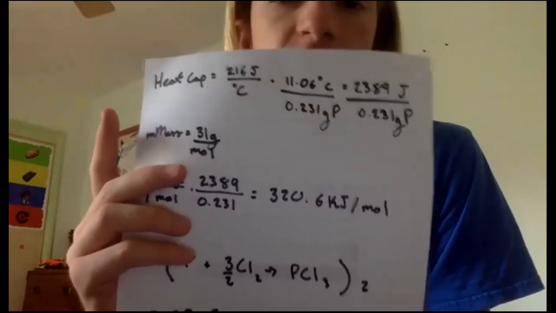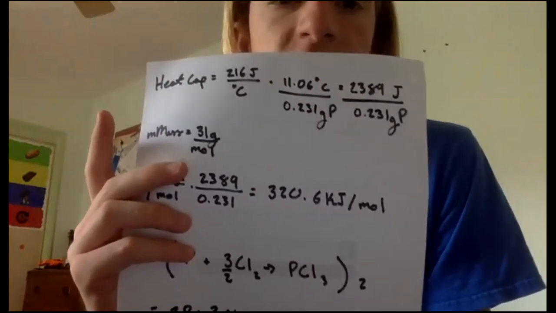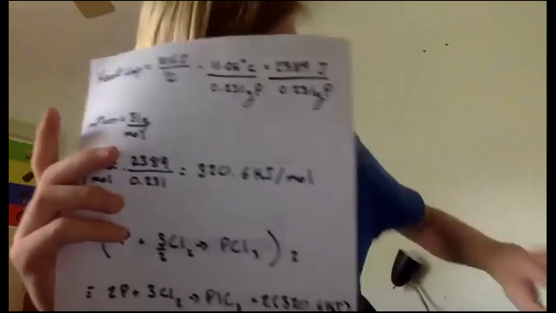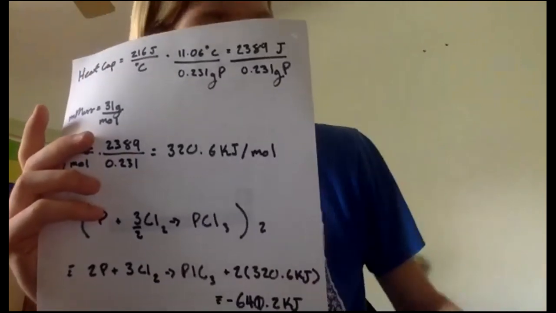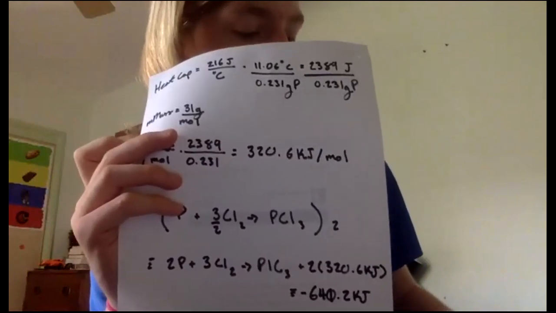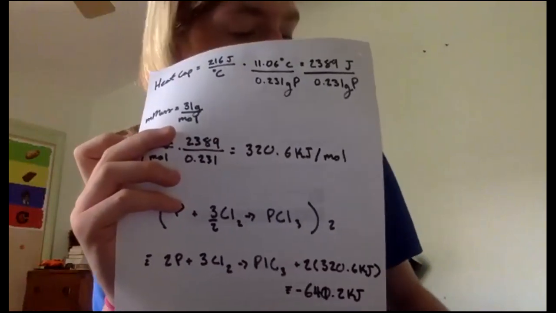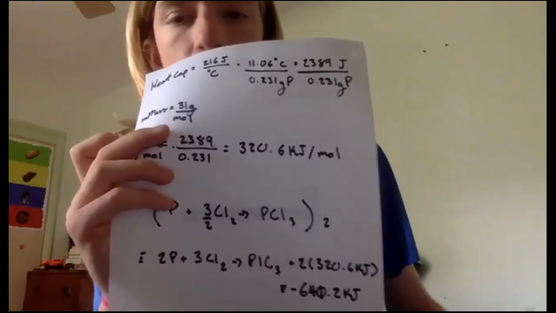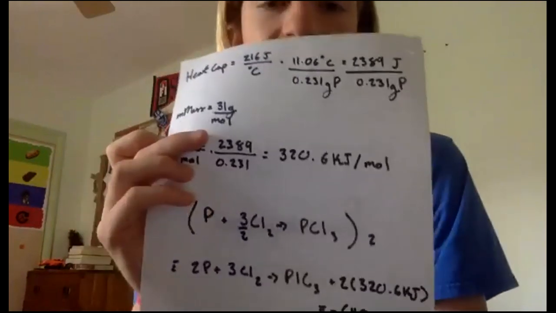grams of phosphorus. So you then take the molar mass of phosphorus, which is 31 grams per mole, multiply 31 grams per mole by 2,400 over 0.231. That gives you 320,000-ish joules, or 320 kilojoules.